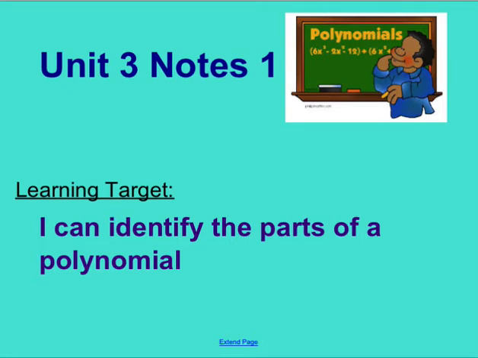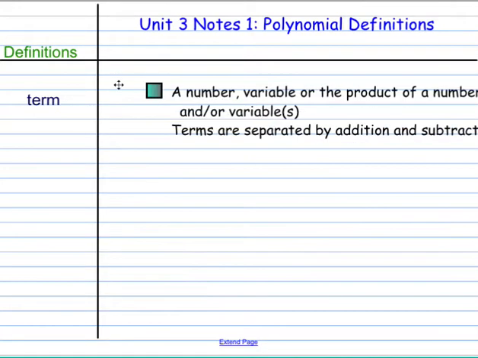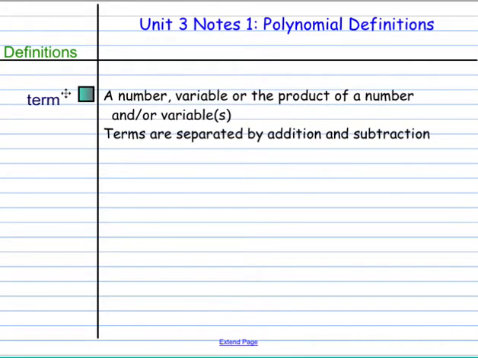So let's take a look at the first definition, which is a term. What is a term? A term is a number, variable, or the product of numbers and/or variables. Terms can be separated by an addition or subtraction. Let's write some examples of a term. The number 3, that's a term. x squared, that's a term. So we have a number, a variable, or it could also be the product of numbers and variables. For example, 4x cubed, that's also a term. So each of those things represent a term.